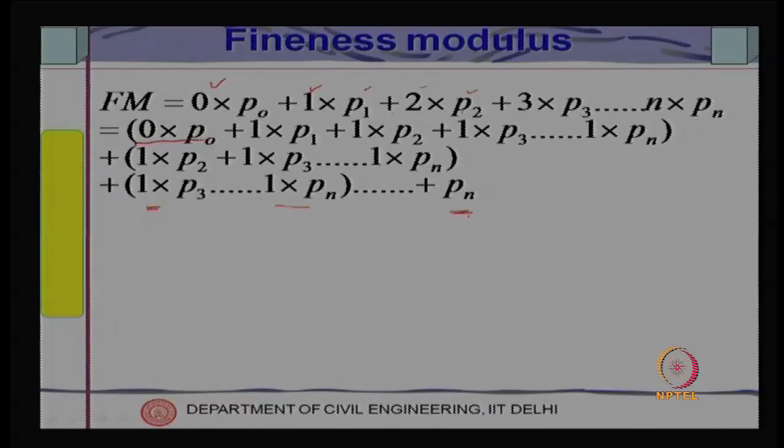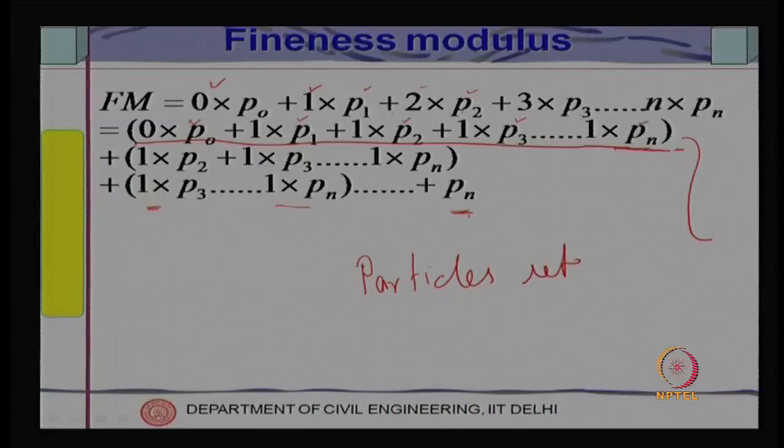Now, what is this? This is the proportion of all the particles, right? So, the particles retained in the bottom most size, the smallest size, that is 75 micron.